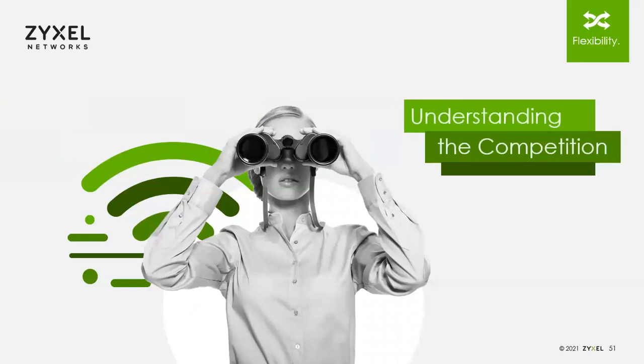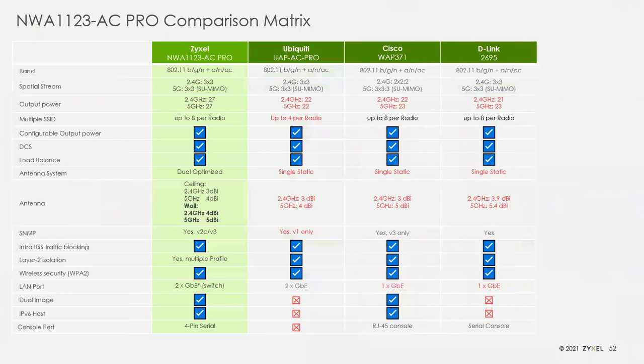So I'll do a few slides here comparing us to some of our competitors. We'll start off with our NWA 1123 AC Pro, one of our best sellers. The big competition in this space is Ubiquiti's UAP AC Pro. Both are 3x3 11AC products. You will note we have much higher output power than Ubiquiti does, 27 dBm versus 22. We support more SSIDs, 8 SSIDs per radio versus 4.